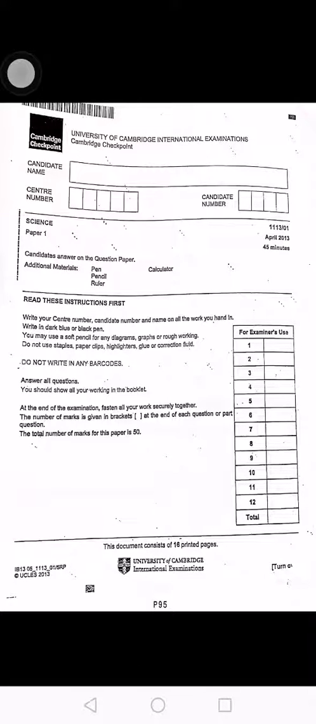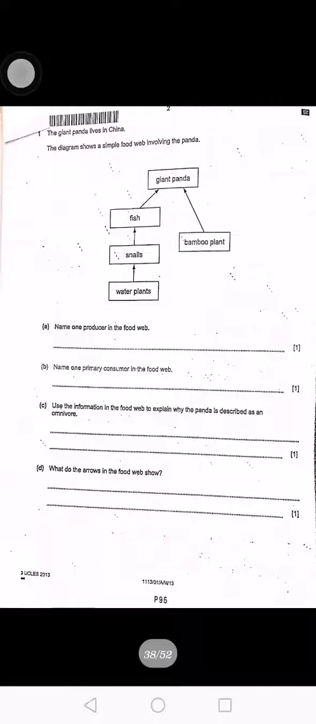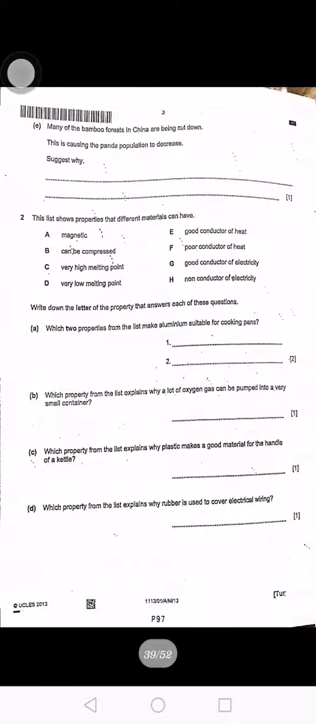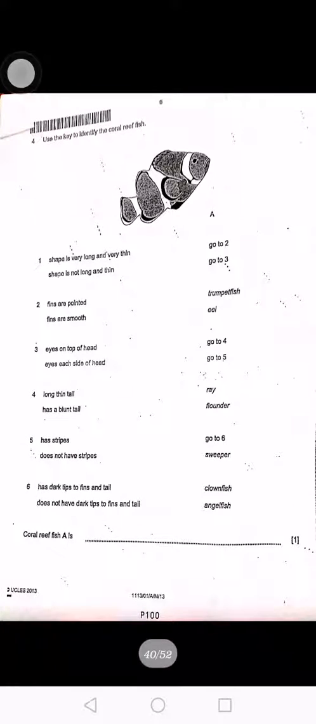Open in 2013, April. Question 1 we did it. Okay, this is the food chain. We finished the food chain, all of paper 1. Okay. Question 4. Open on question 4.